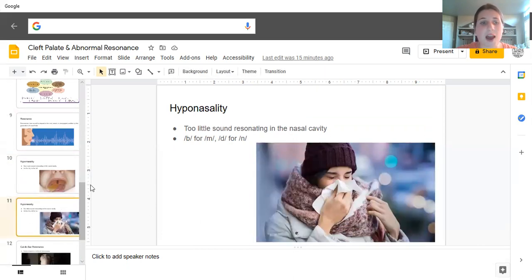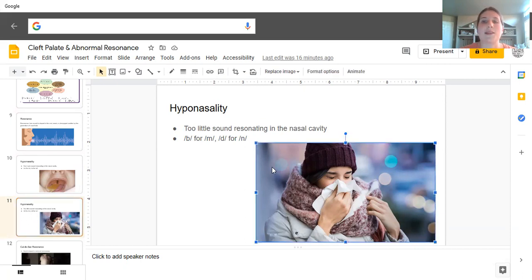The opposite of hypernasality would be hyponasality. This is when there is too little sound resonating in that nasal cavity. So the child might say the b sound for the m sound or the d for the n sound. And this is actually more common. You might see this with a person that has a cold, maybe a sinus infection, and their nose is just going to be all clogged up.